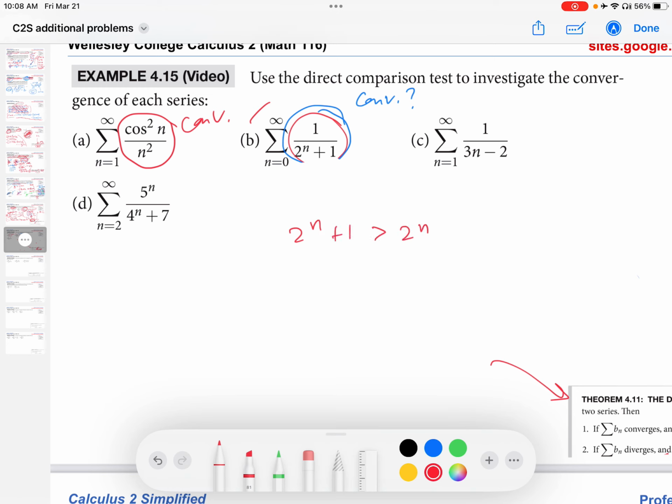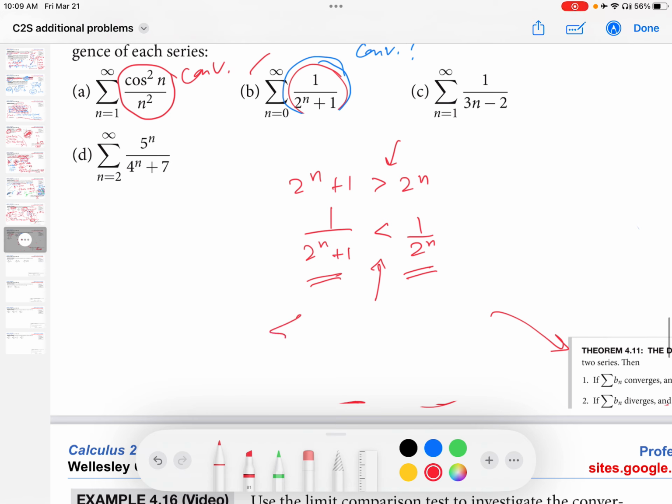How do I go forward from there? Well, I take the reciprocal of both sides. Once I do that, the inequality sign flips. So that gives me a new inequality. And lo and behold, this term really is larger than that one. And so the sum that I'm interested in, n equals 0 to infinity, is going to be less than the sum, n equals 0 to infinity, of 1 over 2 to the n.